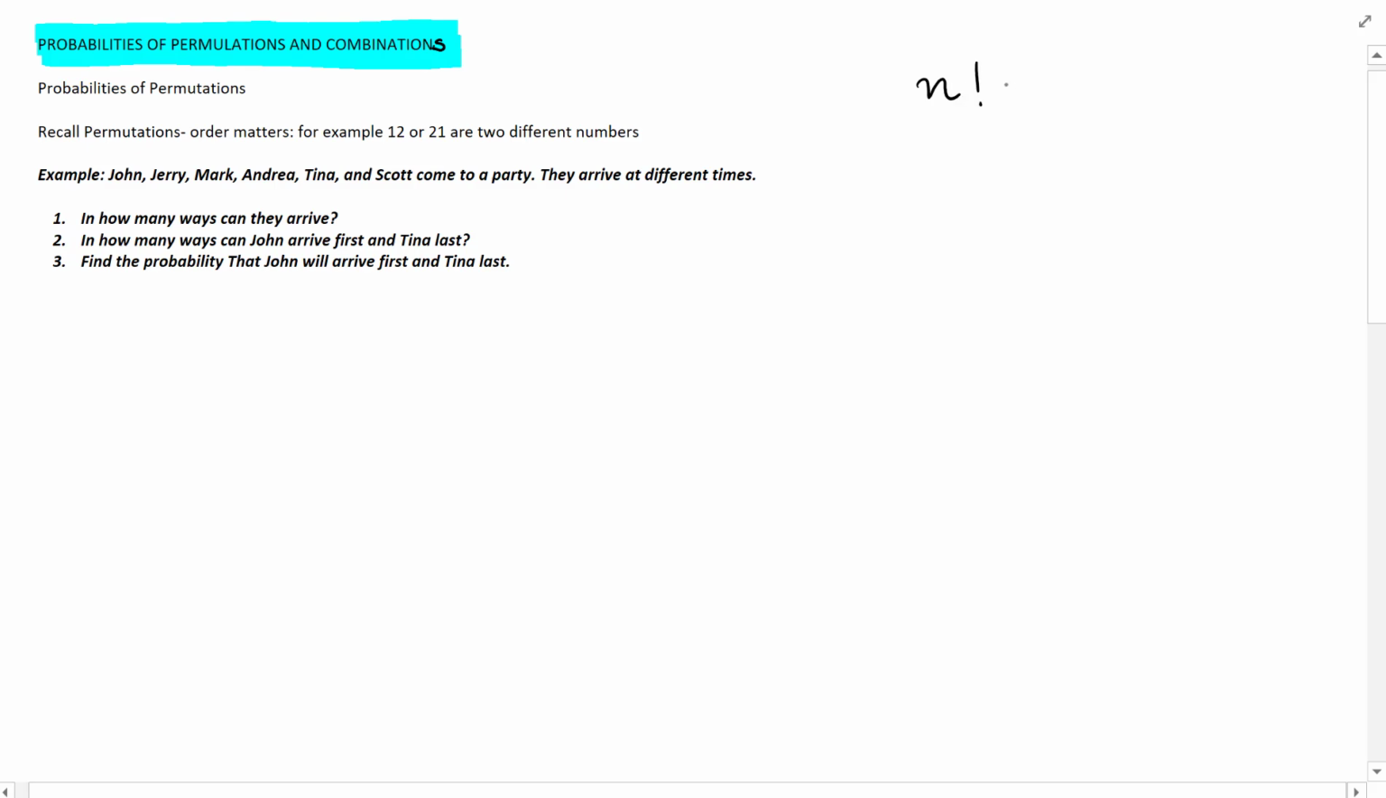What this actually means is 1 times 2 times 3 times 4 times ... times n. So for example, 10 factorial would mean 1 times 2 times 3 times ... times 10, which means the product of the first 10 numbers, and so on.